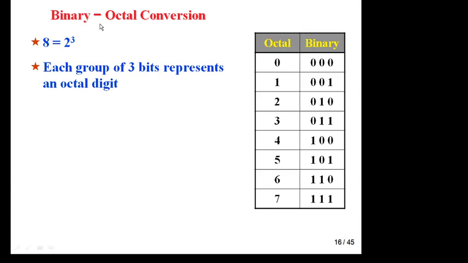Now binary to octal conversion. 8 is equal to 2 to the power 3, so you will make groups of 3 bits: 0 0 1, 1 1 0, 0 0 1, which gives 1, 6, 1. You know the positional weights are 1 2 4, so 4 plus 1 is 5, 7 is 1 plus 2 plus 4.